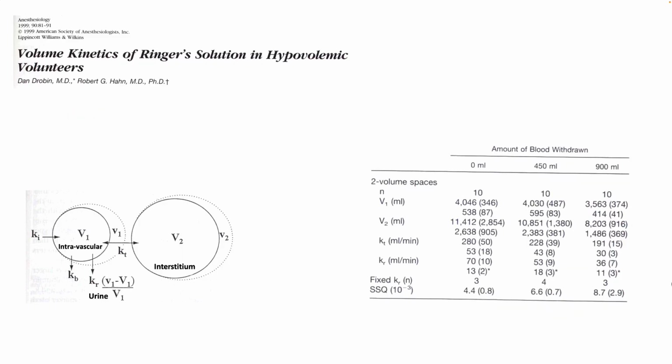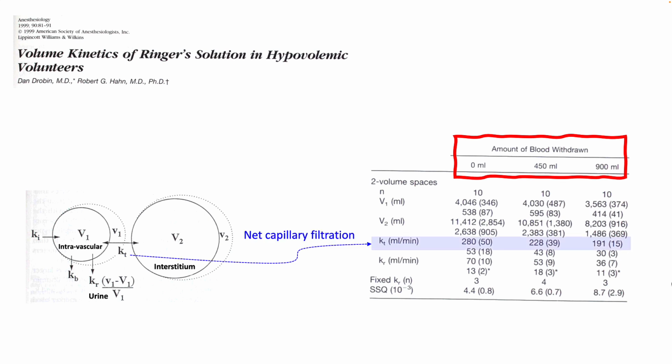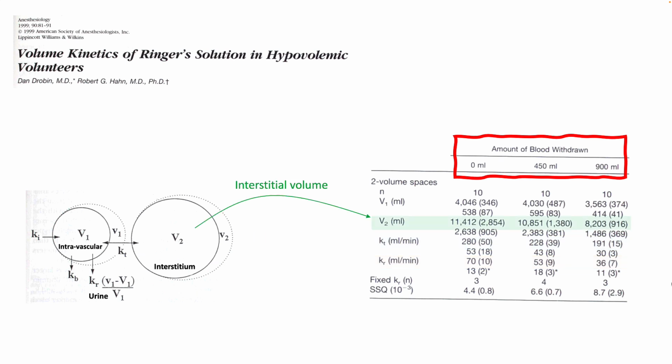This is a very interesting study by Hahn and his colleagues. They studied the various parameters that we discussed before in real time by bleeding these volunteers. V1 is your intravascular compartment, V2 is your interstitium, KT is your capillary filtration, and KR is your loss in the urine. They bled these volunteers 450 and then 900 ml and measured all these parameters. You can see that the net capillary filtration KT drops as more blood is withdrawn, and the same happens with your renal losses.